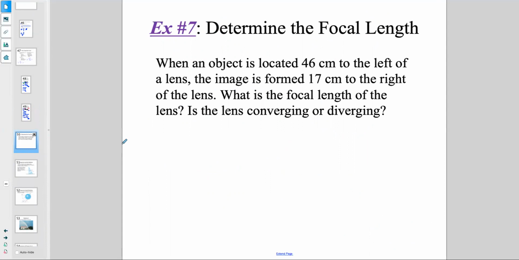When an object is located 46 centimeters to the left of the lens, so the distance of the object is 46 centimeters to the left of the lens, and the image of it is formed 17 centimeters to the right of the lens, so di is 17 centimeters to the right. So they are on the opposite sides, so the image is real. Okay. What's the focal length of the lens? So we're looking for f.